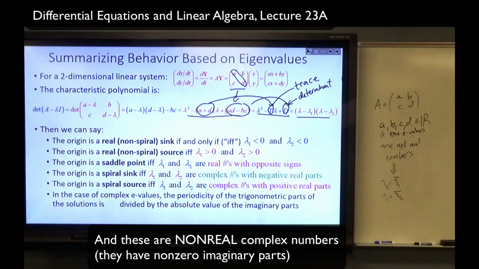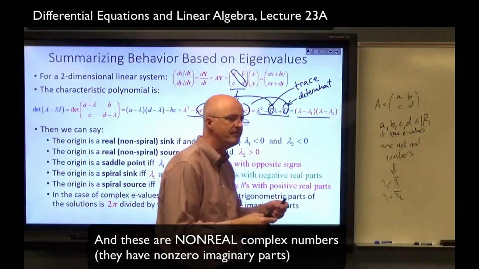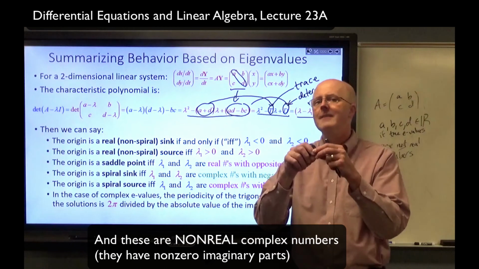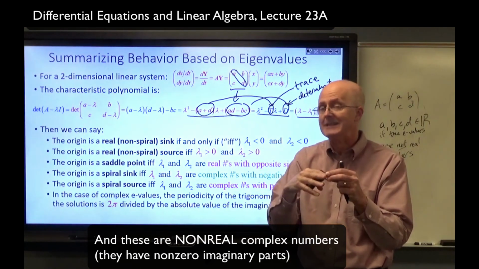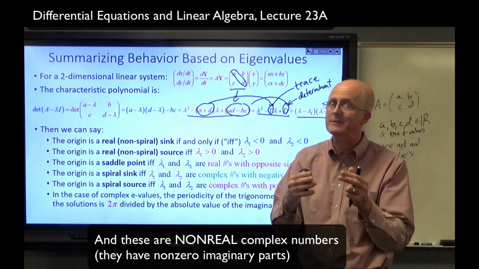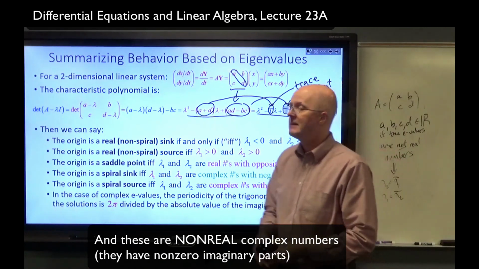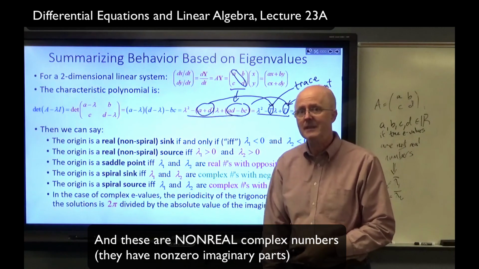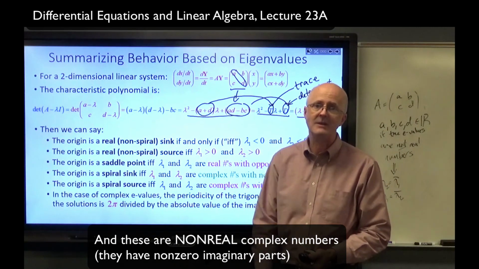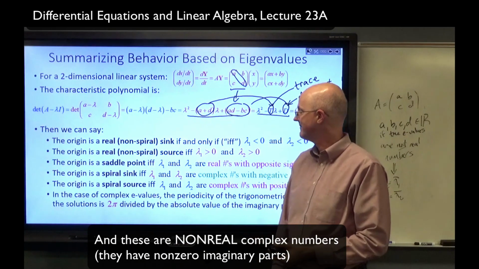In the case of complex eigenvalues, the periodicity of the trigonometric parts of the solutions is 2 pi divided by the absolute value of the imaginary parts. For our example, the eigenvalue is negative 1 plus or minus 2i. That 2 in front of the i is the imaginary part of the eigenvalues. Its absolute value is positive 2. We've got a cosine of 2t and a sine of 2t in the equations. The periods of those trig parts would be 2 pi divided by 2, which is pi.